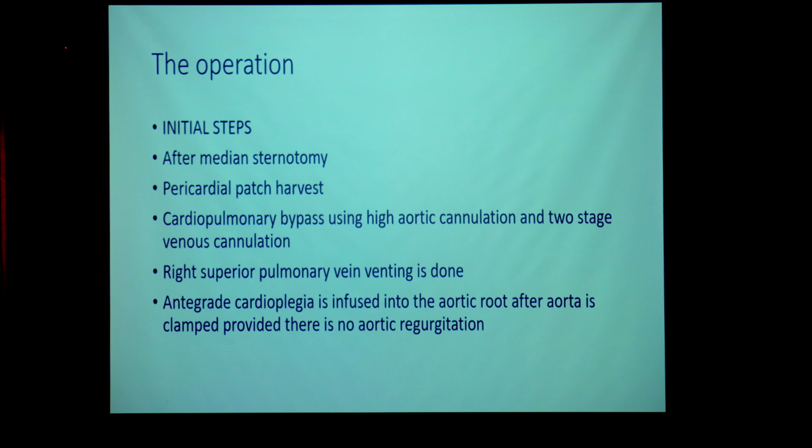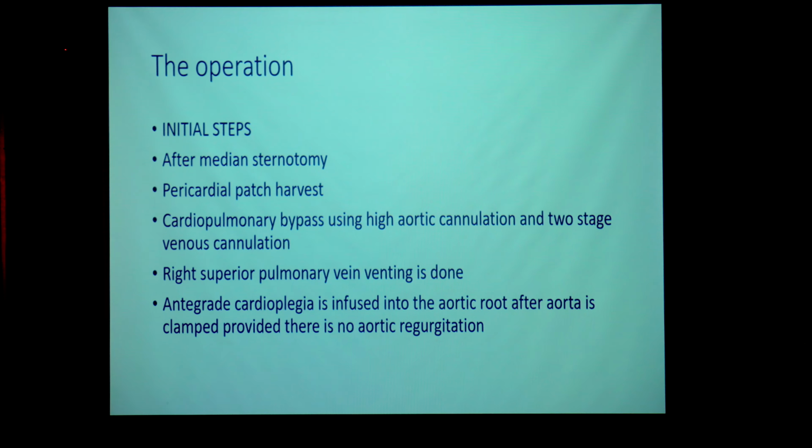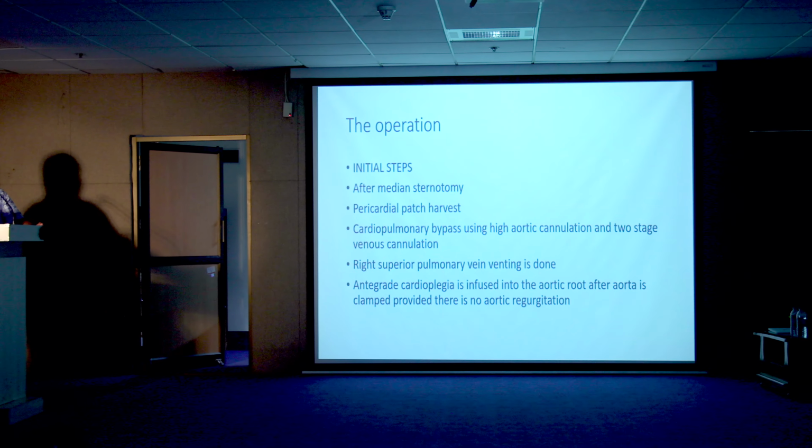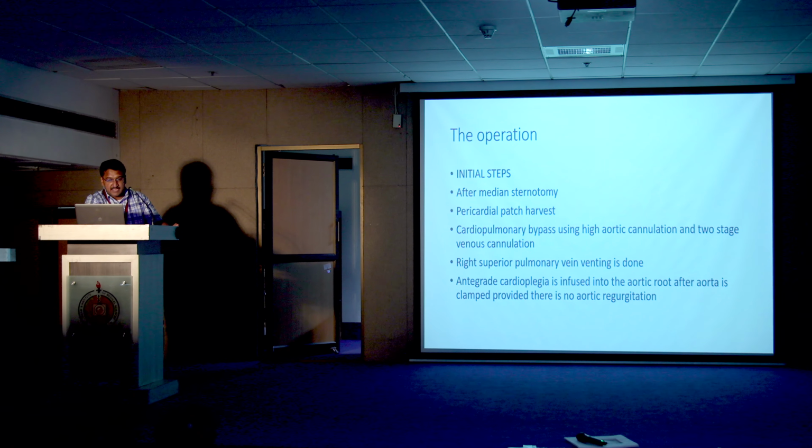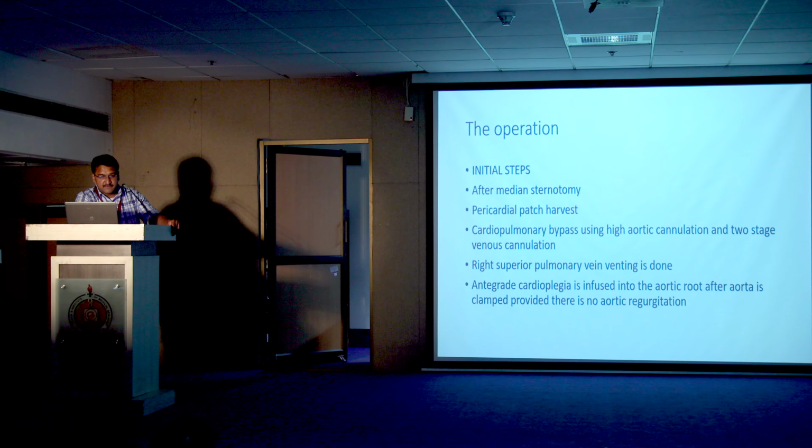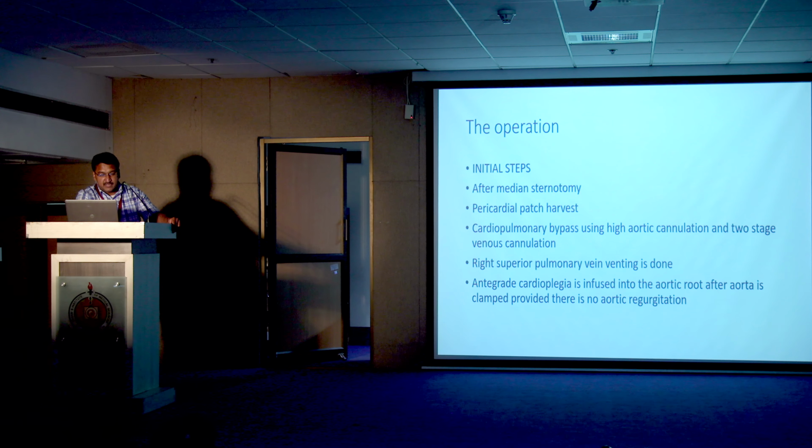Coming to the operation, usually you do a standard median sternotomy when you are a novice. You harvest the pericardial patch. I will tell you why you need to harvest it before. Cardiopulmonary bypass is instituted using high aortic cannulation and 2-stage venous cannulation, and always keep a right superior pulmonary vein vent. Antegrade cardioplegia is infused into the aortic root after aorta is clamped, provided there is no aortic regurgitation. If there is aortic regurgitation, sometimes you need to open the aorta directly to give ostial cardioplegia.